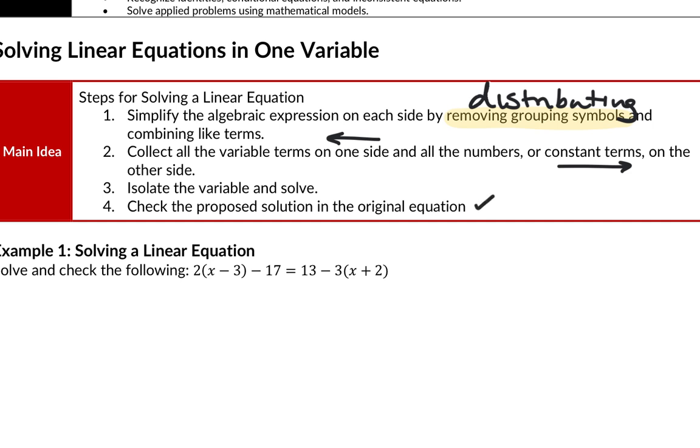You'll isolate the variable and solve, and then because it's solving equations, you should always be able to check your work on these. We shouldn't get these wrong. You plug the number back into the equation and ensure that the left side is equal to the right side. So let's see an example of what that looks like.